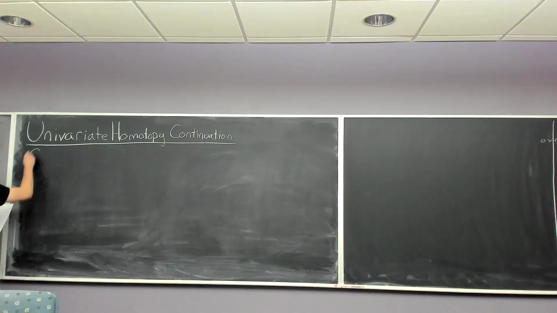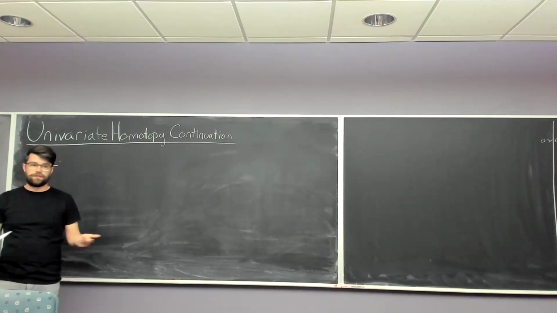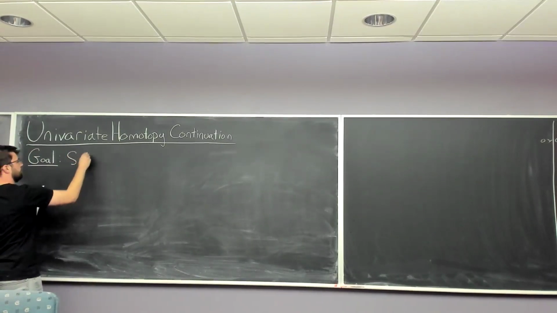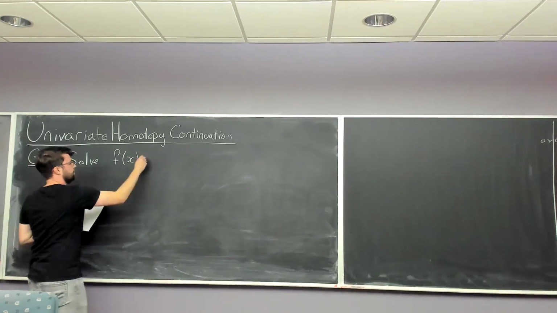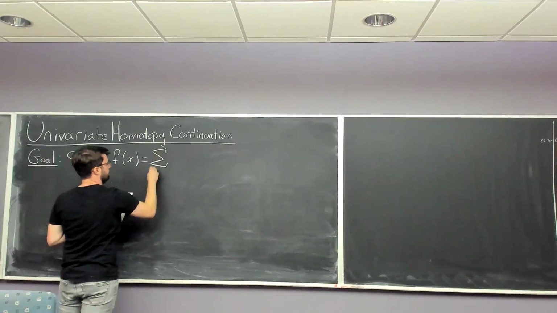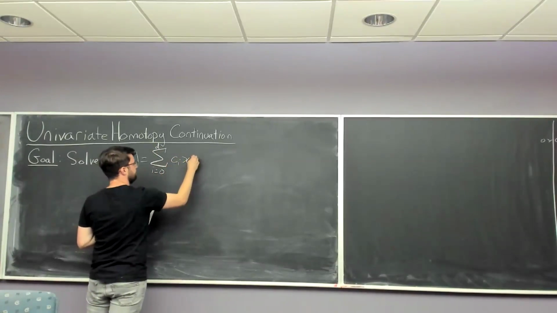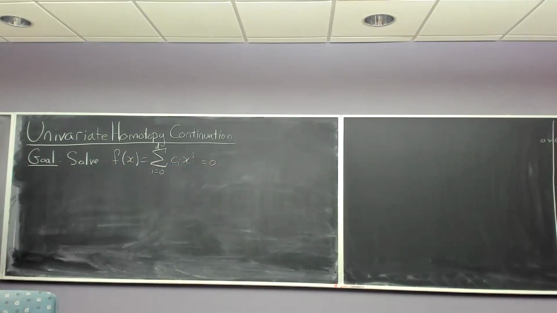Okay, so the goal of univariate homotopy continuation in the polynomial setting, which is everything in this course, is to solve a polynomial in one variable of degree d. Okay, so this is our usual form for a polynomial.